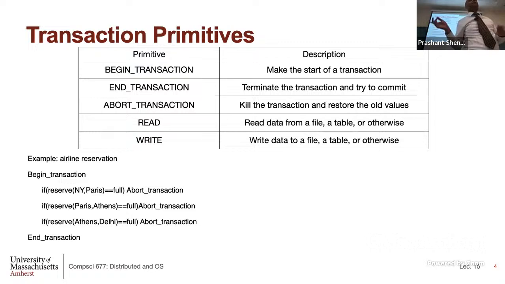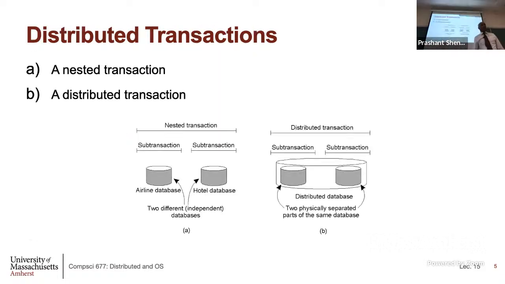Now we'll try to make, this is not a distributed database, it's just one airline's database, but now let's try to make this concept a little more distributed. So we'll start thinking about what it means for a transaction to be distributed. So we will essentially look at two concepts. One is called a nested transaction. And the second one is a distributed transaction.